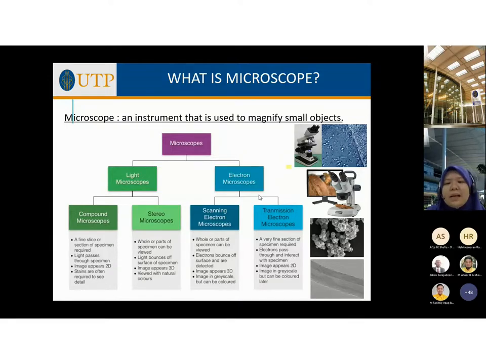And the last type of electron microscope is the transmission electron microscope. Normally we call it TEM. For TEM, we need a very fine section of specimen. The thickness of the specimen for TEM needs to be less than 150 nanometers. So if you have nanoparticles, or a powder sample, or a sample dissolved in solution, it can be viewed using TEM. And why do we need a very fine section? Because for TEM, the electrons need to pass through the sample. Also, similar to the compound microscope, the image appears two-dimensional, and of course in grayscale color. Okay, all right. So next one.